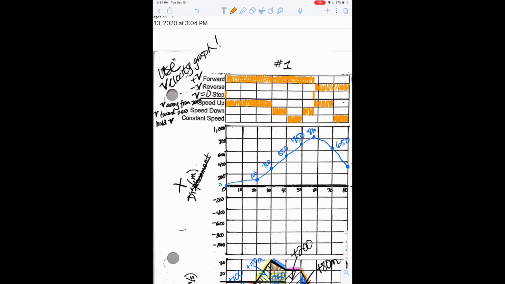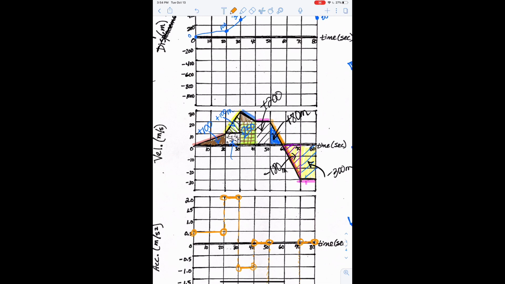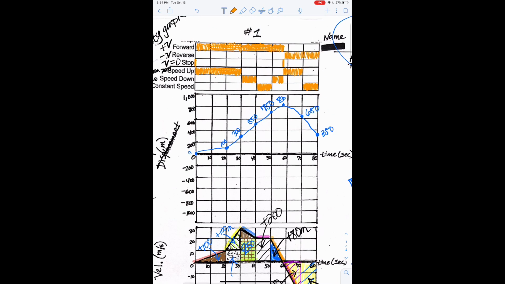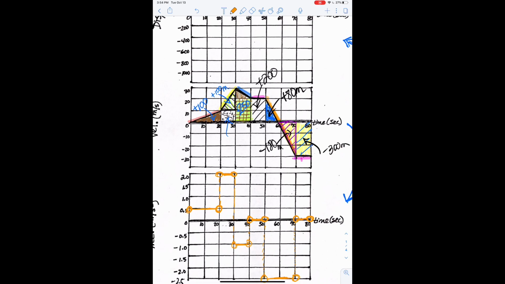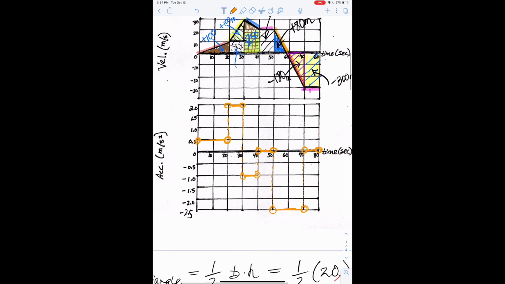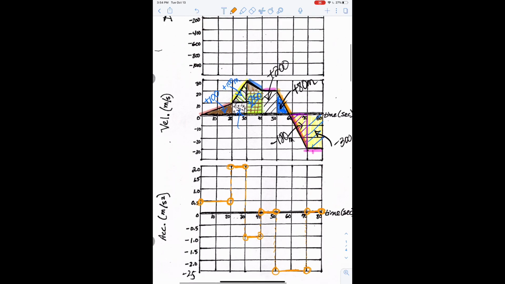I know on the last test I had a question like this, and I think everything was the same, except sometimes I like to ask multiple choice questions about forward, reverse, stop, speed up, speed down, constant speed. But you were given a velocity versus time graph like the one in the middle. You had to find the areas, draw the position versus time curve like we did in blue here, then go back to the velocity versus time curve, get the slopes and go forward to the acceleration versus time curve, and draw this graph here.